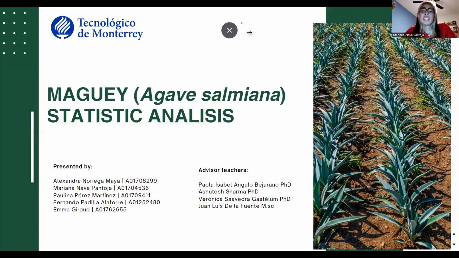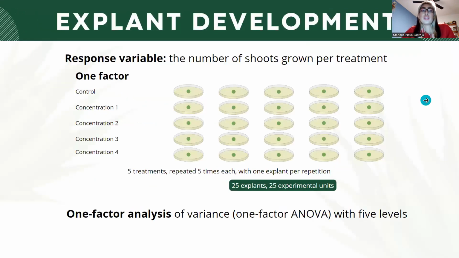Hi, good evening. My name is Mariana Nava, and I'm going to talk about statistical analysis done about maguey agave-salmiana micropropagation. For this experiment, the response variable will be the number of shoots grown per treatment, and we're going to have one factor only, the concentration of one specific phytohormone.